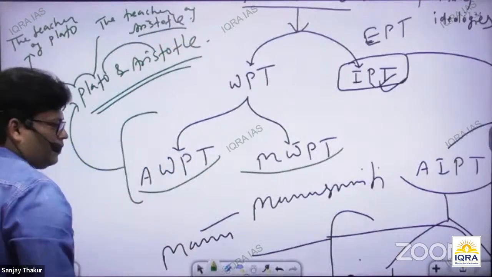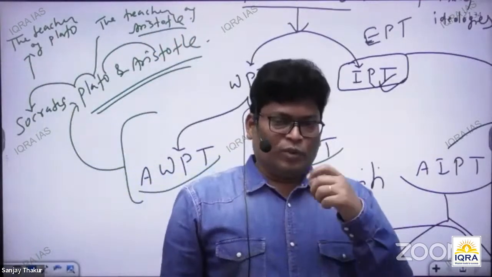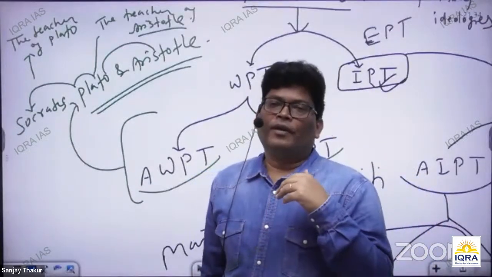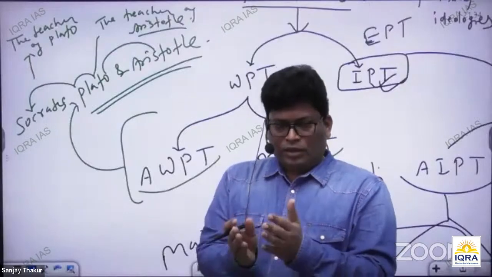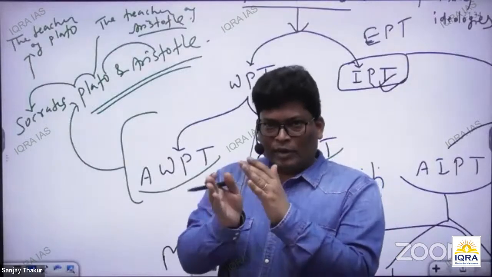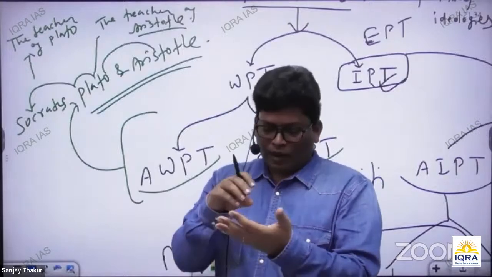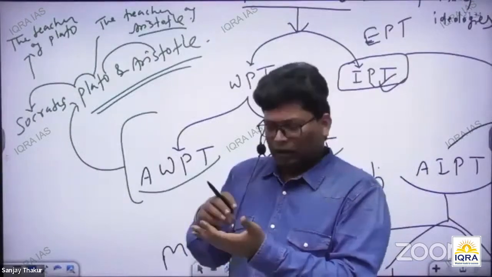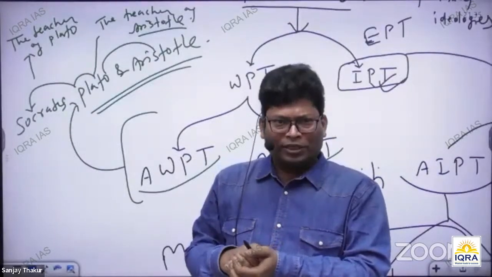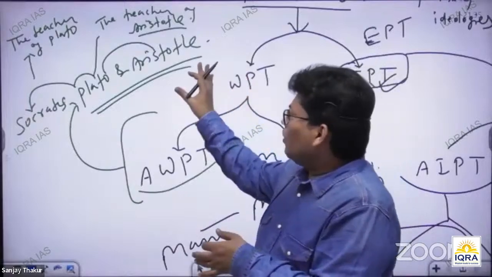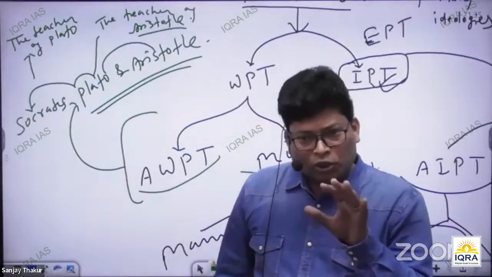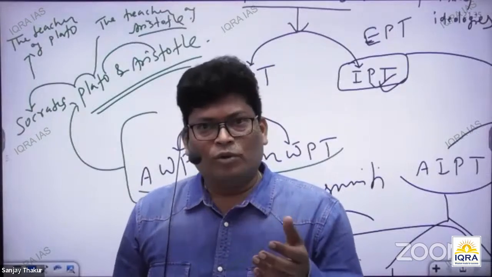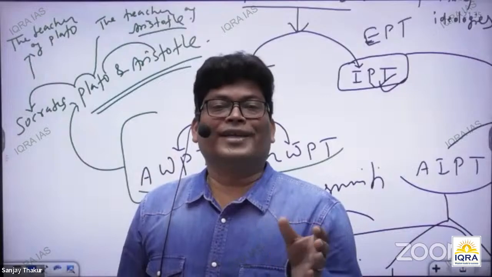But the difference is, look, Plato is the pupil of Socrates, Aristotle is the pupil of Plato. But the difference between these two pupils, Plato and Aristotle, is, you can say Plato is the greatest pupil of Socrates. But in case of Aristotle versus Plato, Aristotle, of course, may be called the greatest disciple of Plato, but at the same time, he is also the greatest critic of Plato.